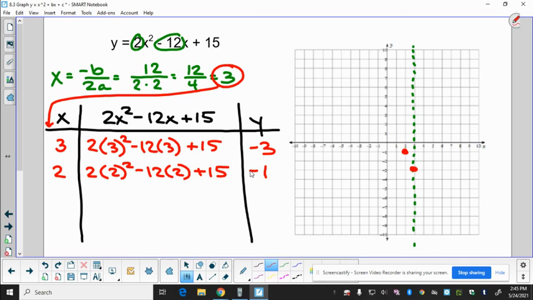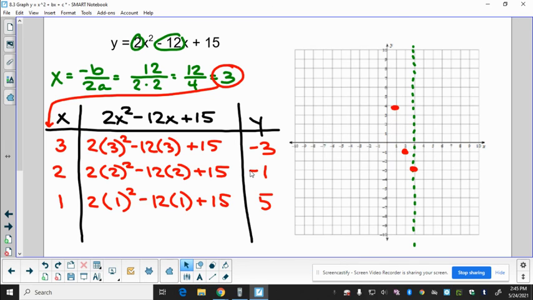All right, let's graph that. 2, negative 1. And let's stay close. Let's put a 1 in there. Okay, that might be a little bit easier to calculate. Let's see, that'd be 2 minus 12 would be negative 10 plus 15 would be 5. Let's recalculate that, make sure we're right. That'd be 2 minus 12 be negative 10 plus 15. Yeah, 1, 5. All right, 1 and then 5.